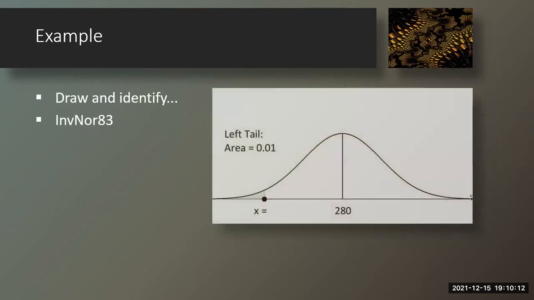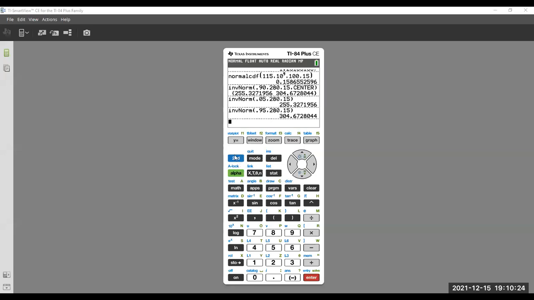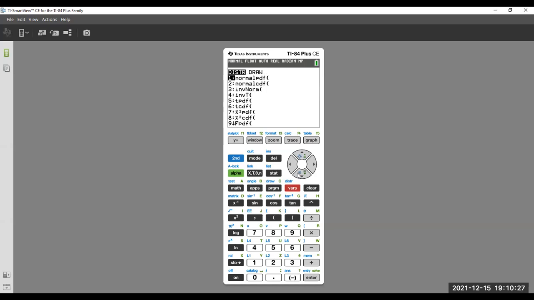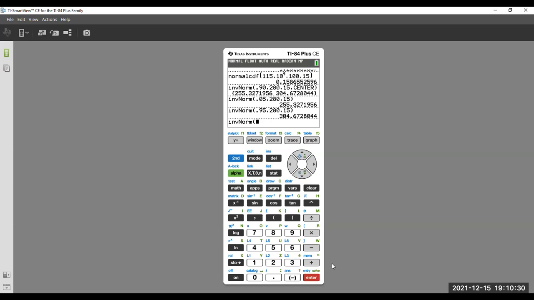Now, the shortest 1%, there's my left tail, 0.01, strictly left tail. This time it really doesn't matter. I'm going to keep it in this particular mode here. 0.01, 280, 15, close. And 245 days would be the cutoff for babies in the bottom 1% of pregnancy length.